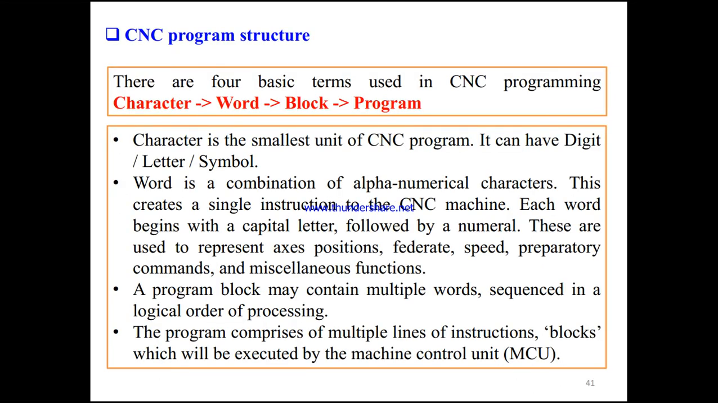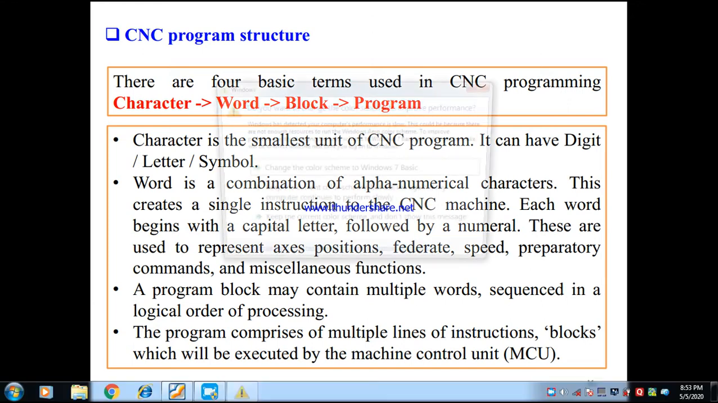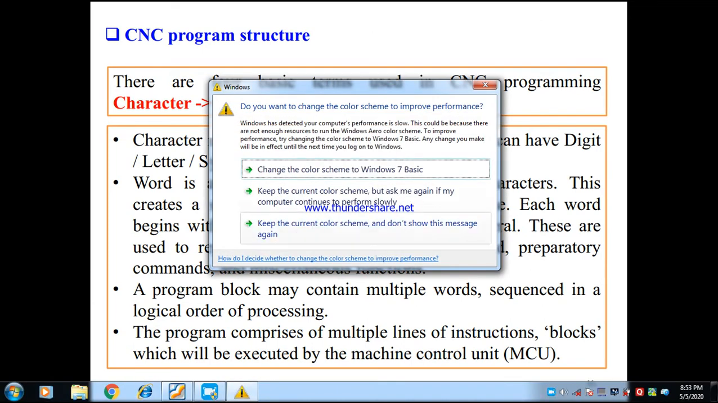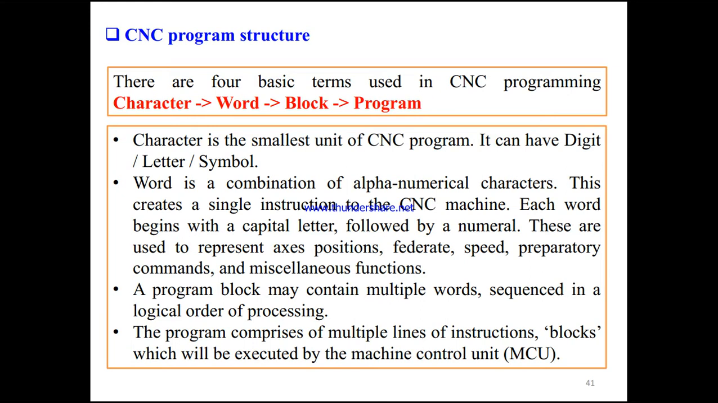So what exactly does the CNC program consist of? The program structure consists of the character, the word, the block, and the program. So the four basic terms of a CNC program are character, word, block, and program. What exactly is a character? A character is the smallest unit of a CNC program. It can be a digit, a symbol, or a letter.